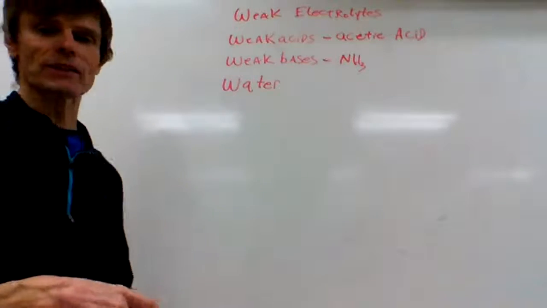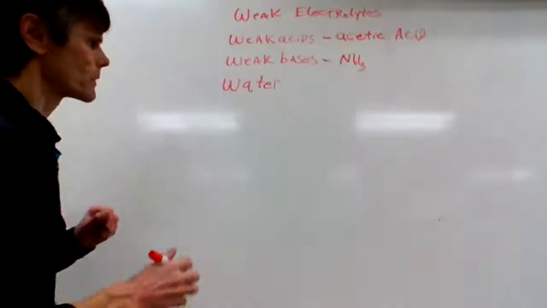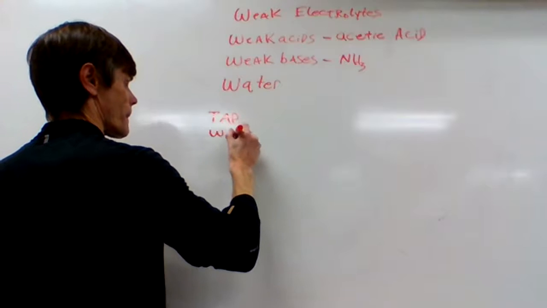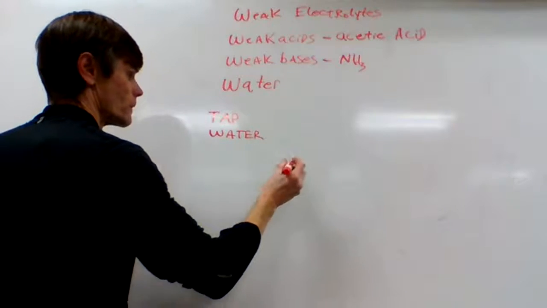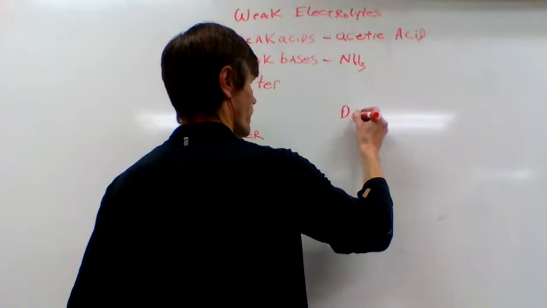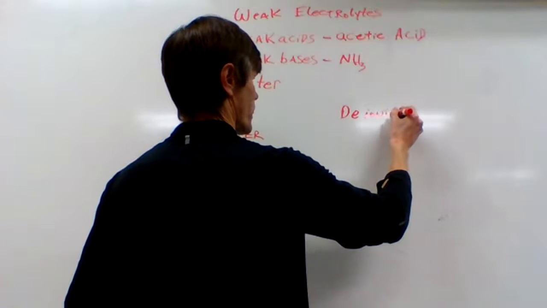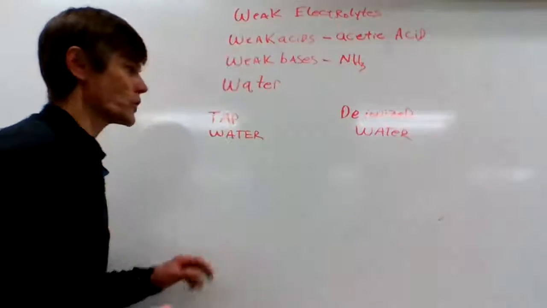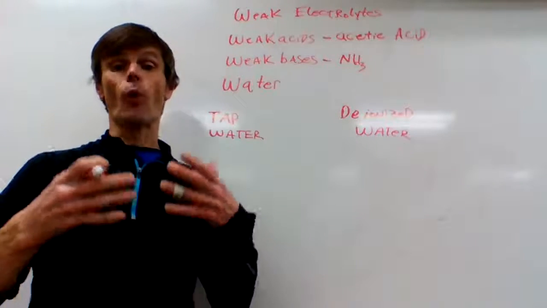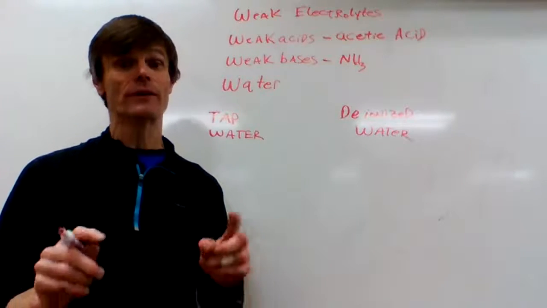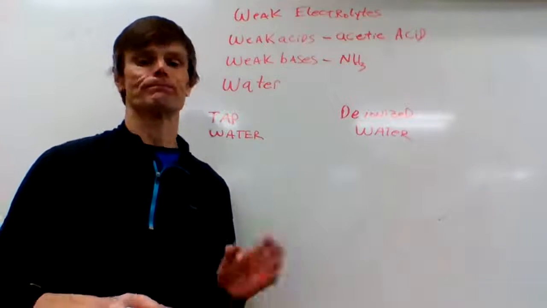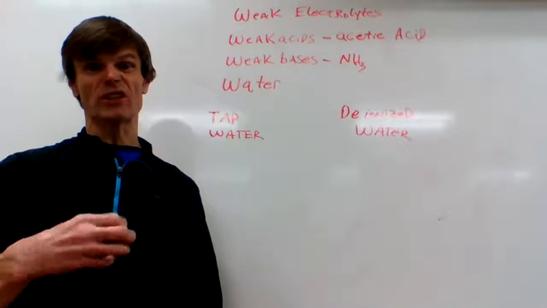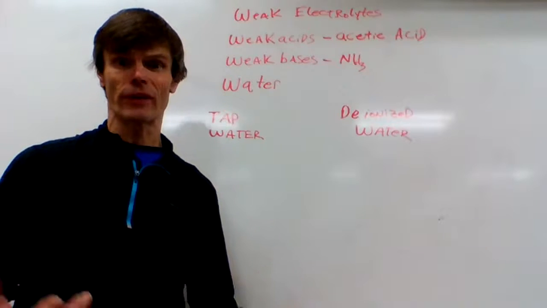How about let's classify water even more. How about tap water versus deionized? Which of these are going to be the weaker of the two? They're both weak electrolytes, but one is actually weaker than the other. Now let's think about deionized water. Deionized water, that's the water that we usually use in lab. Not usually, but we're going to use it for every experiment that we do.